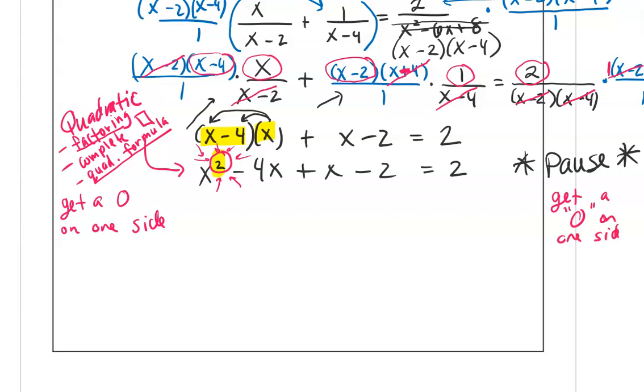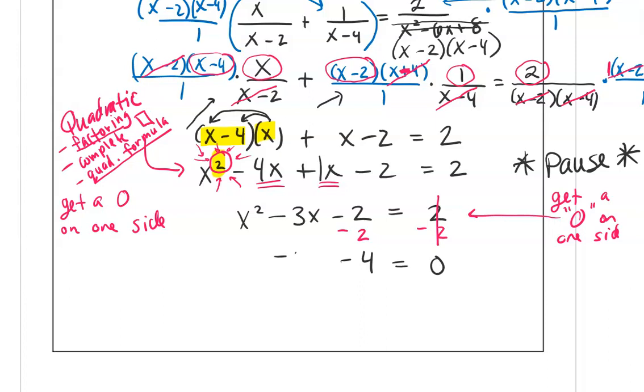So what I'm going to do here, first I'm going to combine these like terms, my negative 4x and my x is 1x. So then I have x squared minus 3x minus 2 equals 2. And then on this side, I want to turn it to 0, so I'm going to subtract 2. That would give me 0 on that side. And then on this side, since these are both negative, you add them up to negative 4. And then these terms just stay the same since they didn't have like terms.